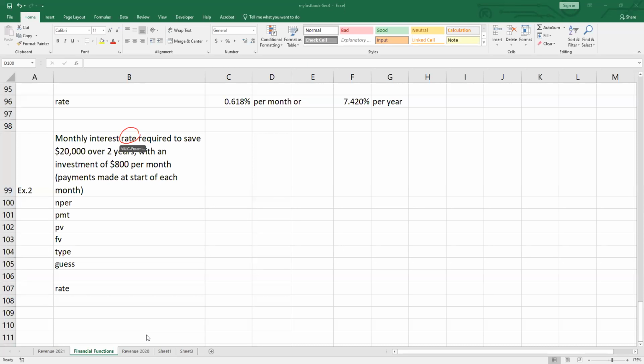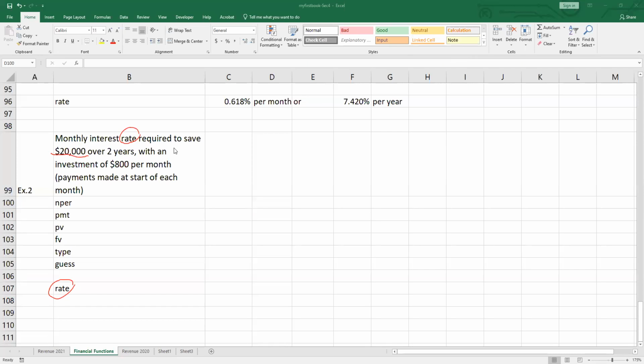Here, this is the problem of investment. We want to save $20,000 over 2 years. So when we want to save $20,000, which argument do we have to put the $20,000 in? What is the argument for $20,000? Someone said PV, someone said FV.